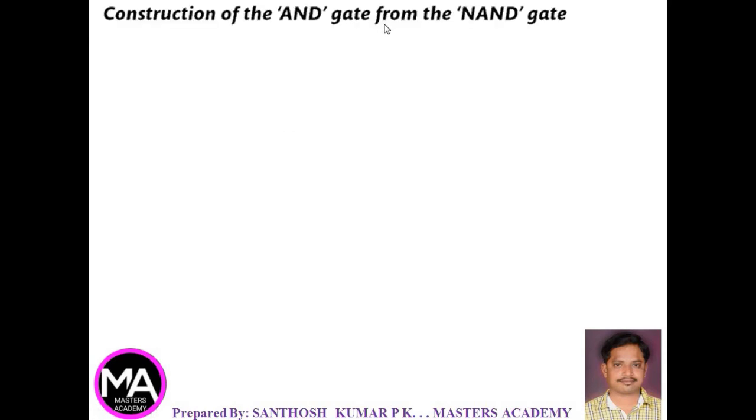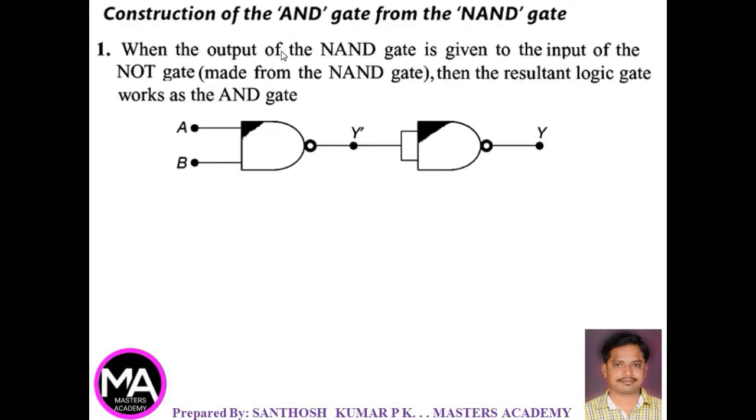Next, construction of AND gate from the NAND gate. Now, when the output of the NAND gate is given to the input of the NOT gate made from the NAND gate, then the resultant logic gate works as an AND gate. The complement of NAND is AND. To get the complement, we will use a NOT gate, which is made from the NAND gate as explained in the previous case. Now A and B are the two inputs. Y dash is the output of the NAND gate. When this output is given as the input to the NAND gate, which acts as a NOT gate, you will get the AND gate output.